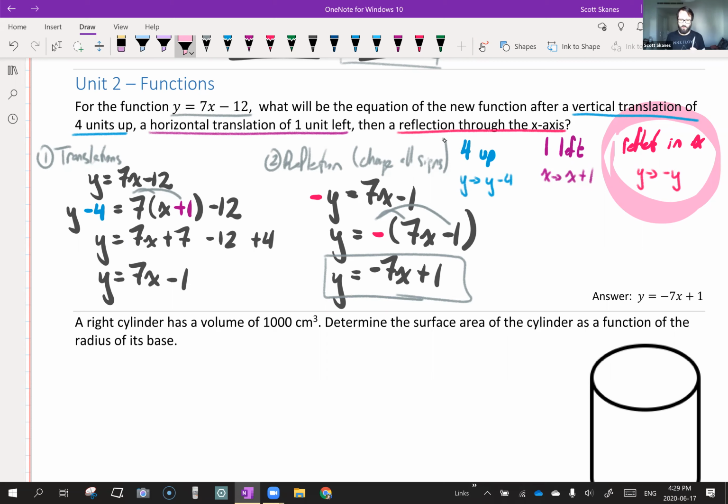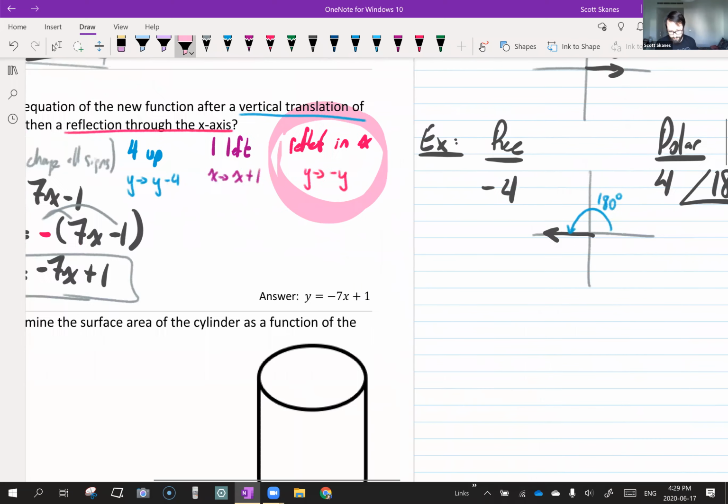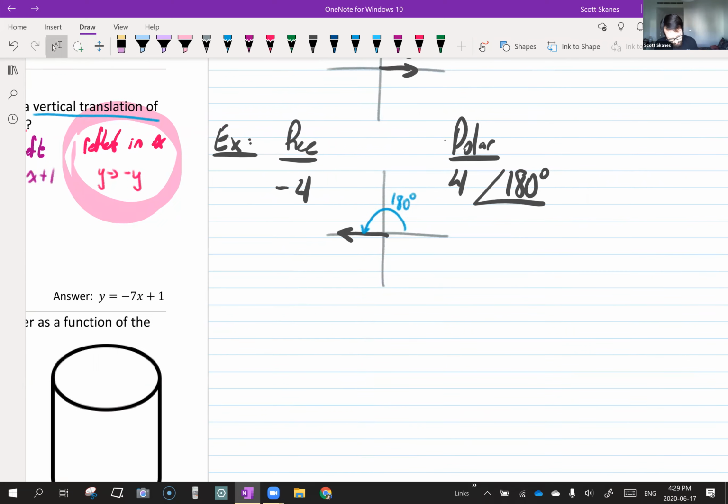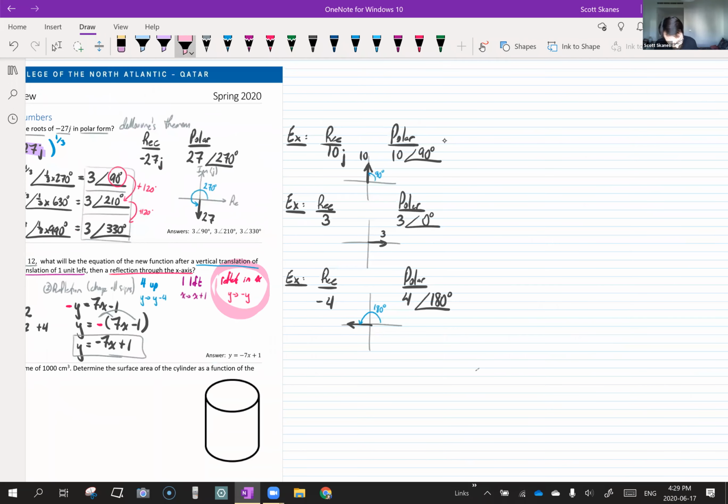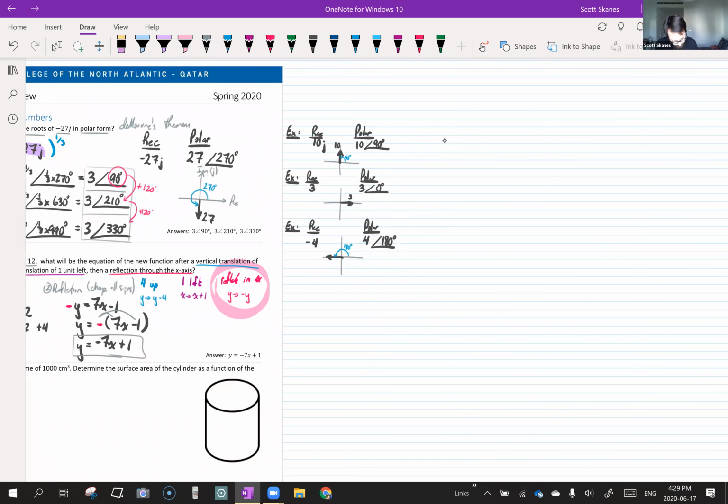If there's a reflection in y, what we do is we do the exact same thing, but we change the x. So I'll give you another example of that. Let me shrink that down so I have a bit more space. And then I'm going to give you an example because that's a really good question that you asked, Ibrahim.